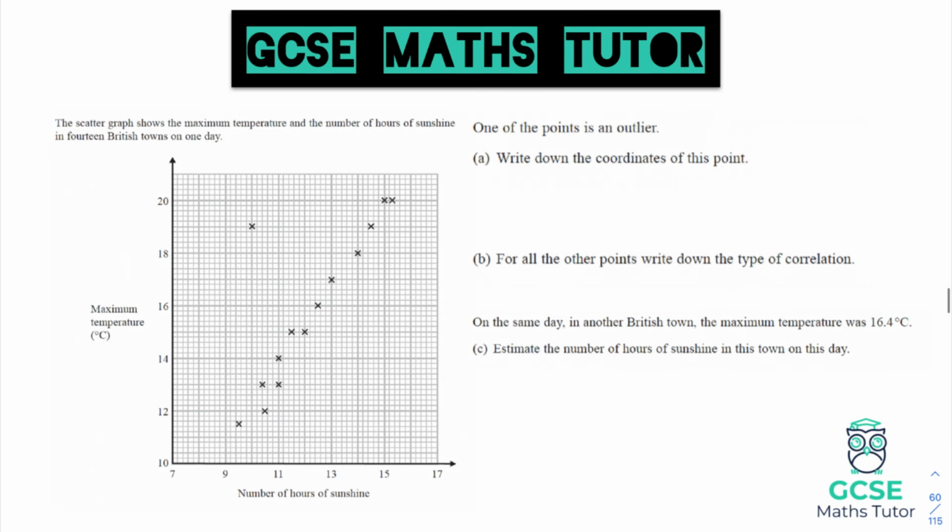When you have a scatter graph, you may have an outlier involved. An outlier lies away from the line of best fit. You may be asked to give the coordinates of that. So you might also want to think about reasons why an outlier could exist.